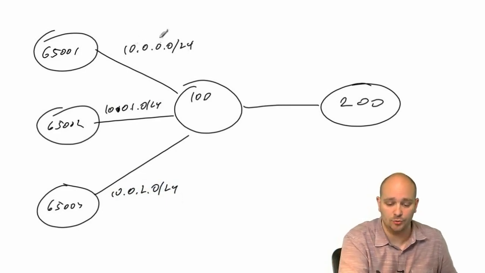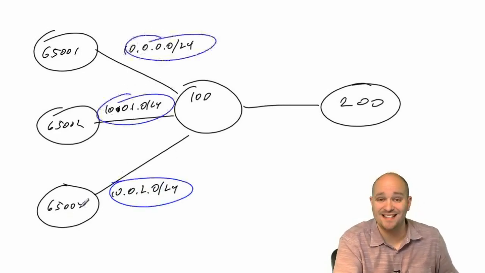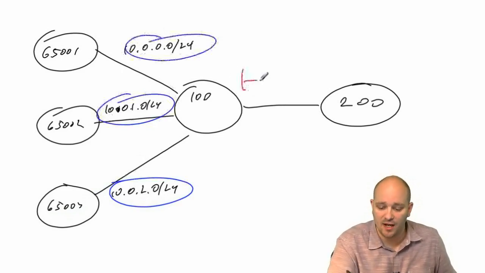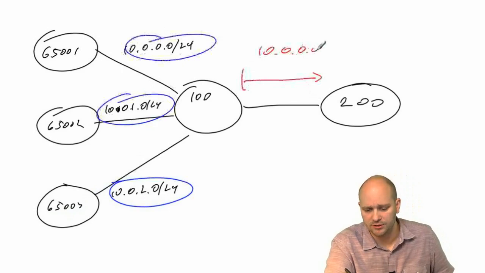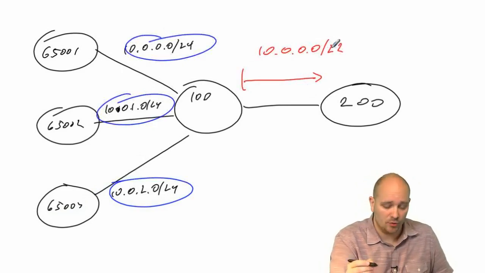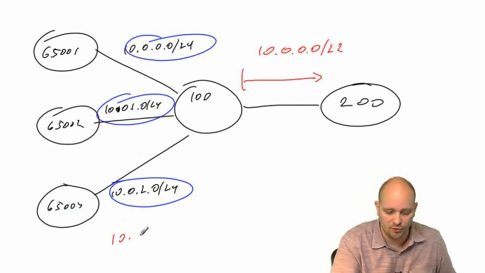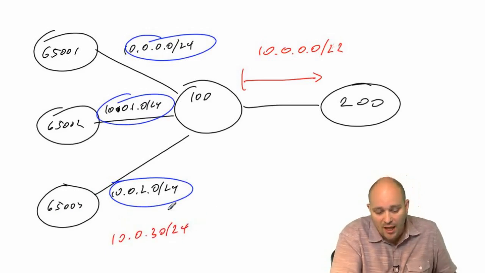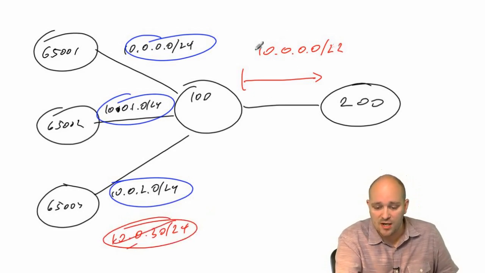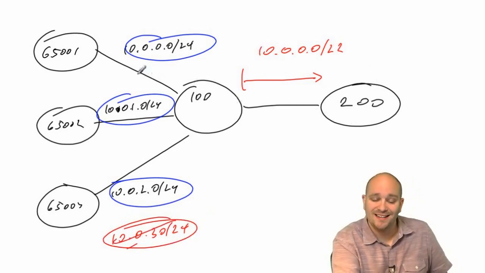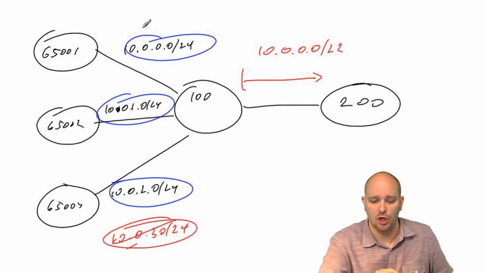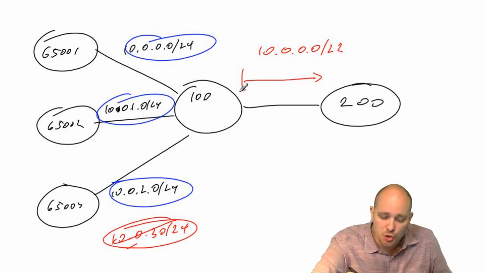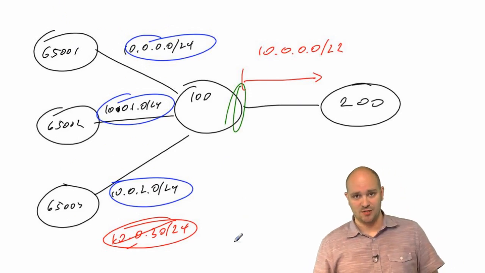Now, these three routes can be summarized as a single prefix. They can be advertised as 10.0.0.0/22. That's obviously going to cover one more network here that apparently is not in use, 30/24, but we don't care about that. So this one summary is going to cover these three networks here. However, this summary is a new route generated by the AS100.